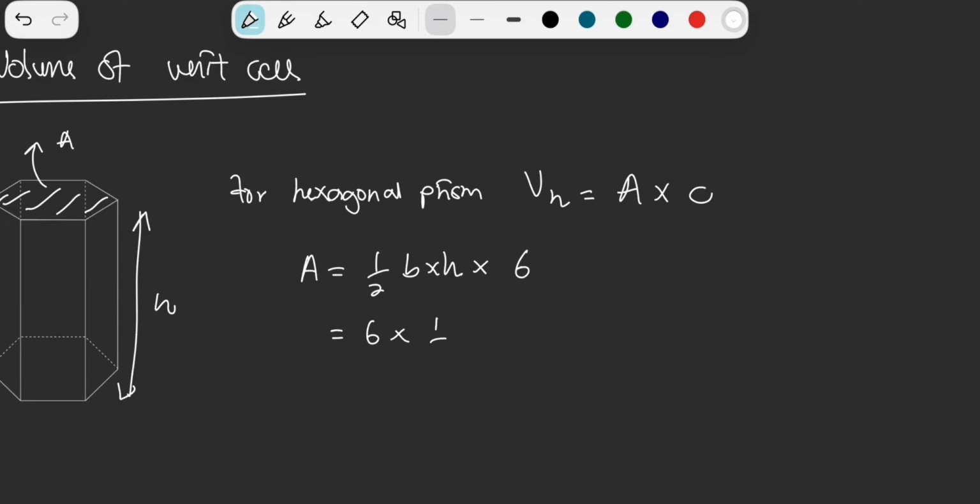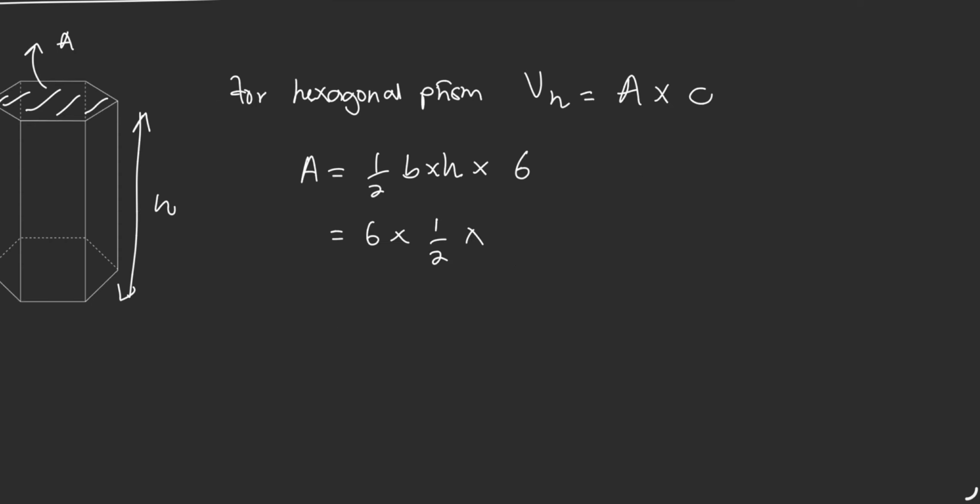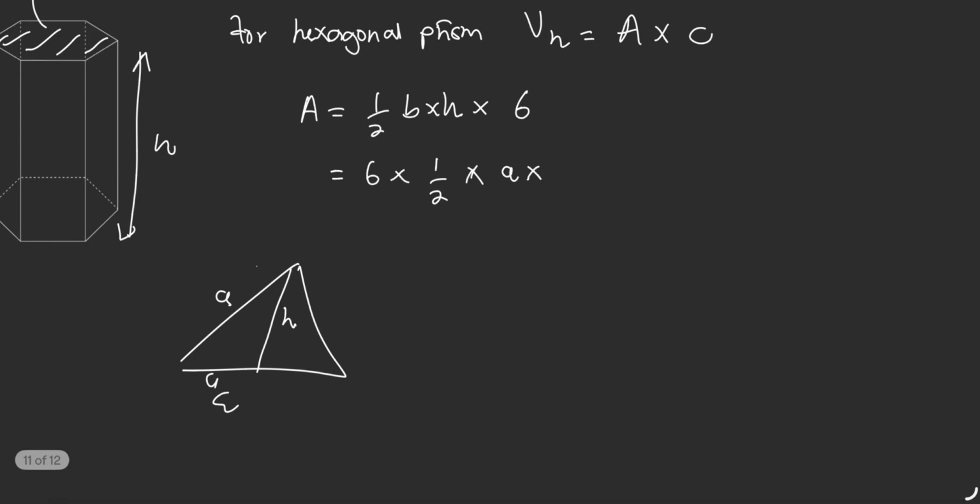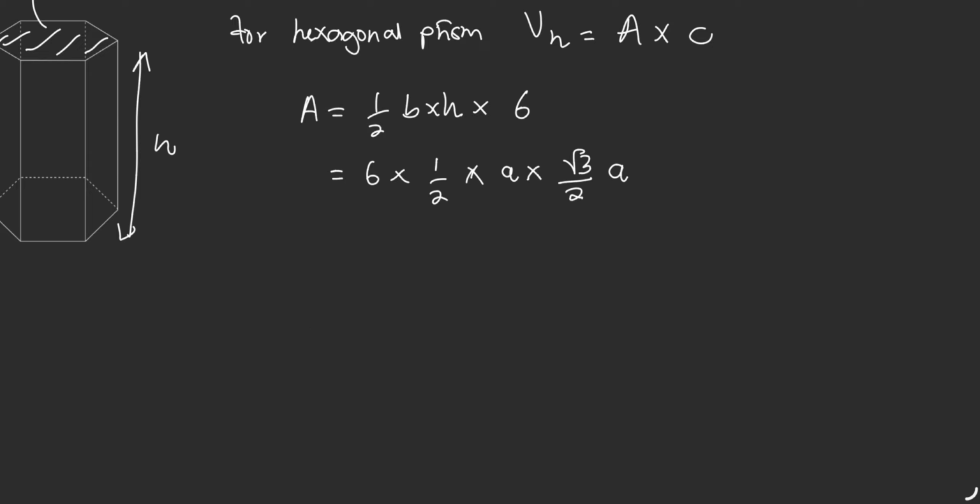So 6 times 1/2 the base of an equilateral triangle, which is a, multiplied by the height of an equilateral triangle. It's like what I said, guys. If you look at this, this is a over 2. So the height h is going to be the square root, using Pythagoras, of a squared minus (a over 2) squared. So it's going to be root 3 over 2 a. So this is going to give you roughly 3 root 3 over 2 a squared.